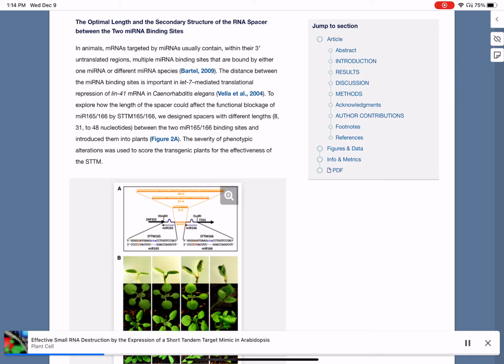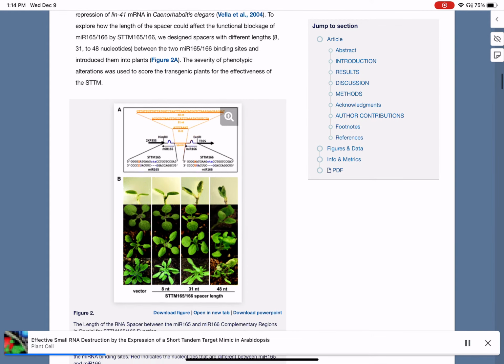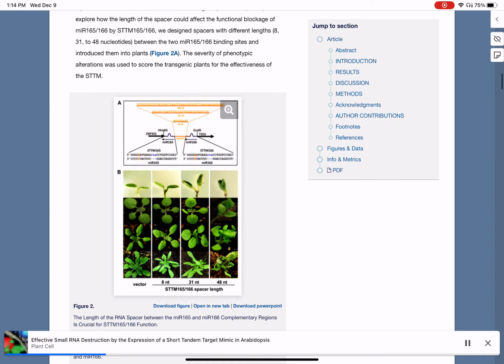To explore how the length of the spacer could affect the functional blockage of MIR165-166 by STTM165-166, we designed spacers with different lengths, 8, 31, to 48 nucleotides, between the two MIR165-166 binding sites and introduced them into plants, figure 2a. The severity of phenotypic alterations was used to score the transgenic plants for the effectiveness of the STTM.